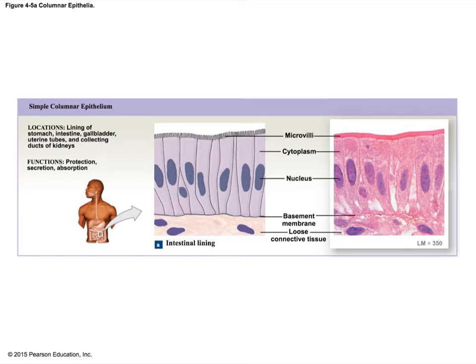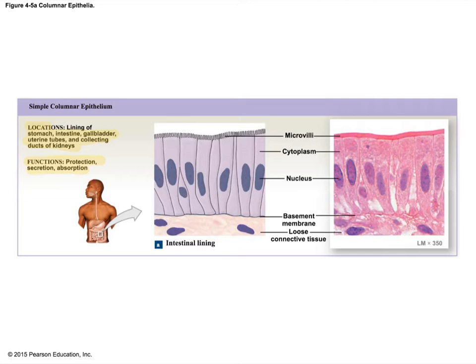All right, go ahead and add to your notes the information on here about simple columnar epithelium. The locations are the lining of the stomach, intestine, gallbladder, uterine tubes, and collecting ducts of the kidneys. Functions: protection, secretion, and absorption.